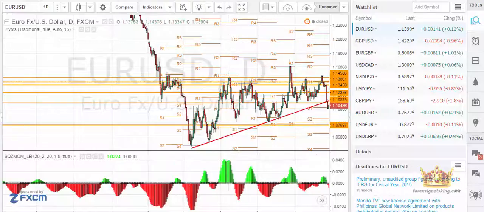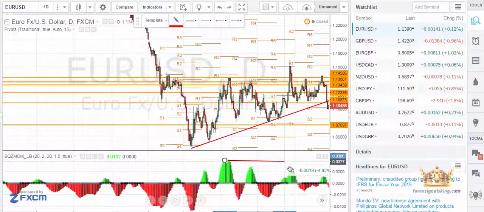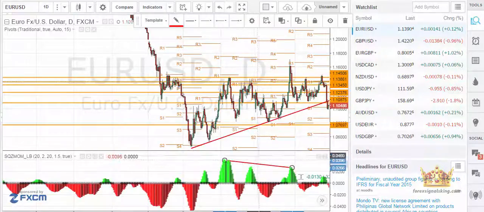Also, you can see down at this oscillator there is somehow divergence, which validates what I'm saying right now about weak new highs formation. There is a weakness in forming new highs. This is rising wedge 101.